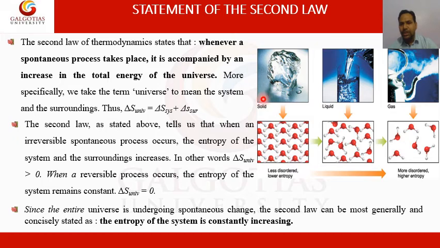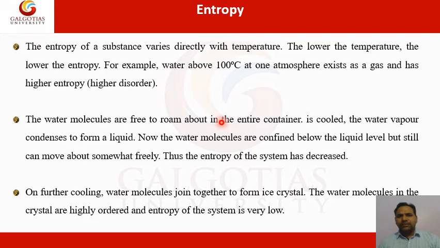Here they are showing the solid, liquid and gases. The entropy, meaning disorderliness of the molecules, will always increase as we go from solid to liquid to gaseous state. The entropy of a system varies directly with temperature. The lower the temperature, the lower the entropy. For example, water above 100 degrees centigrade at 1 atmosphere exists as a gas and has higher entropy, meaning higher disorderliness.